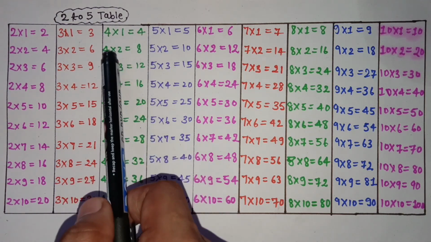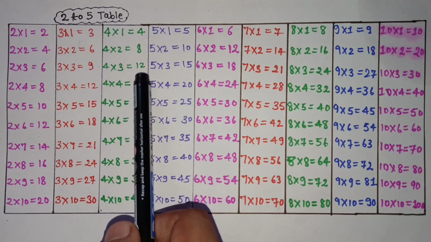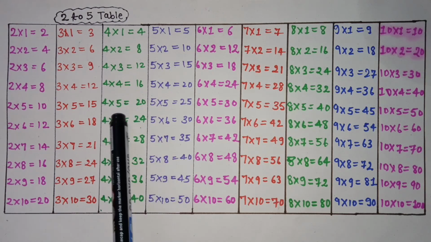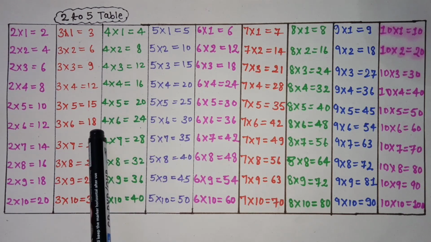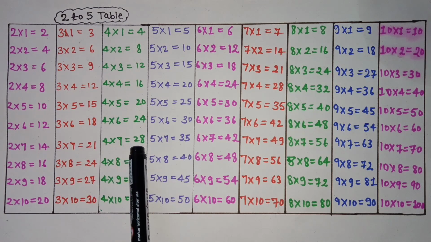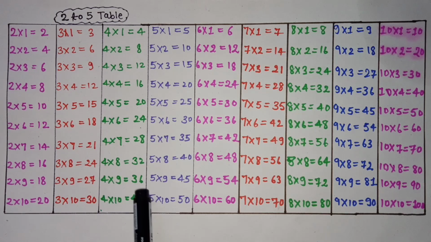4 1s are 4. 4 2s are 8. 4 3s are 12. 4 4s are 16. 4 5s are 20. 4 6s are 24. 4 7s are 28. 4 8s are 32. 4 9s are 36. 4 10s are 40.